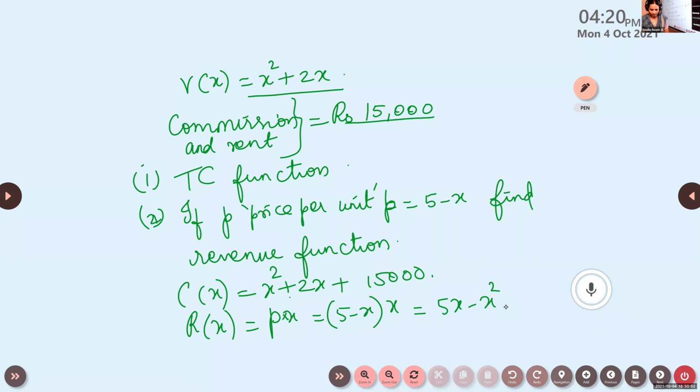Okay, I'll give one more question. Try this model. Write the question.